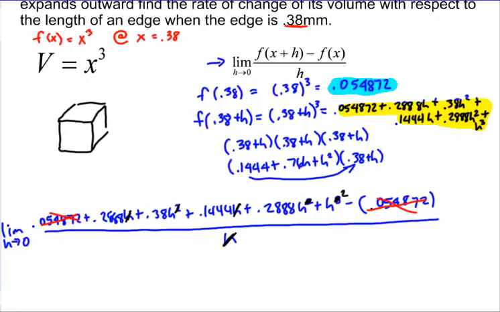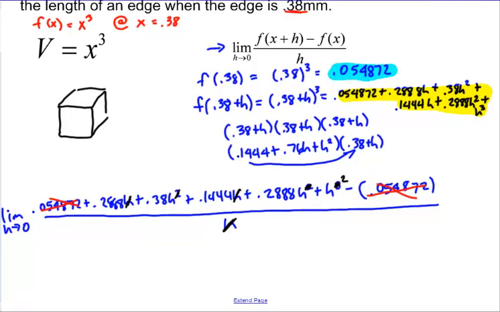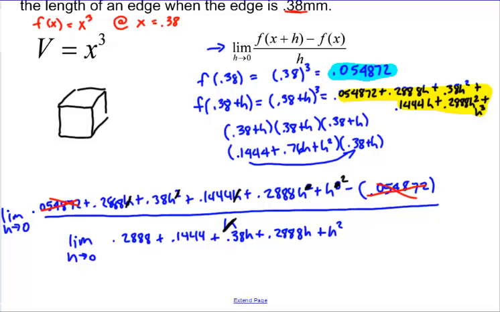And so what I'm left with is the limit as h goes to 0 of 0.2888 plus 0.1444 plus 0.38h plus 0.2888h plus h squared. And then I'm going to let h go to 0.